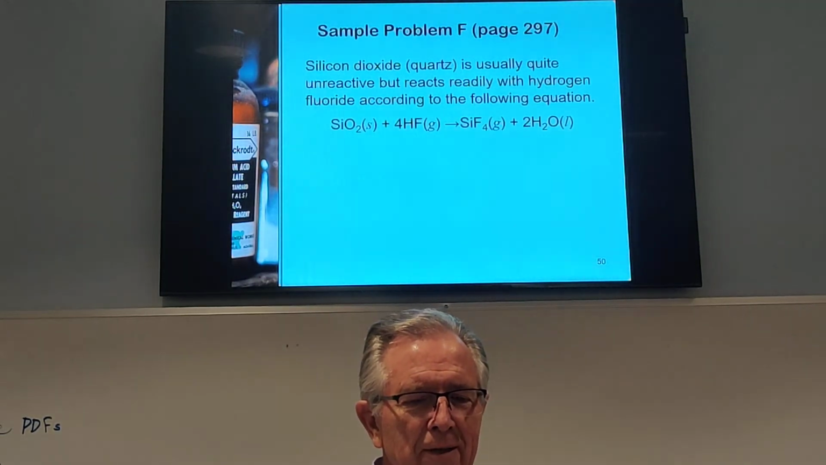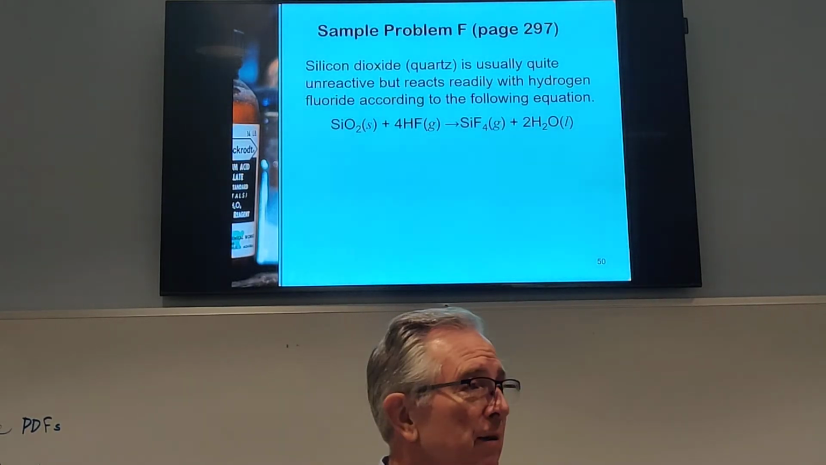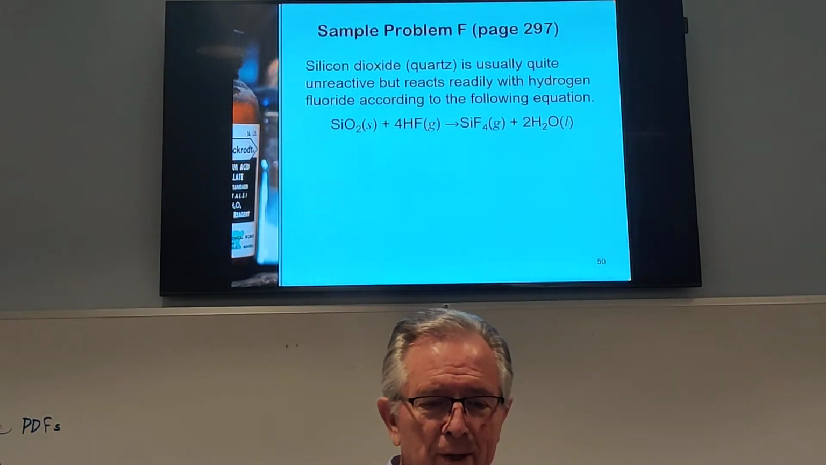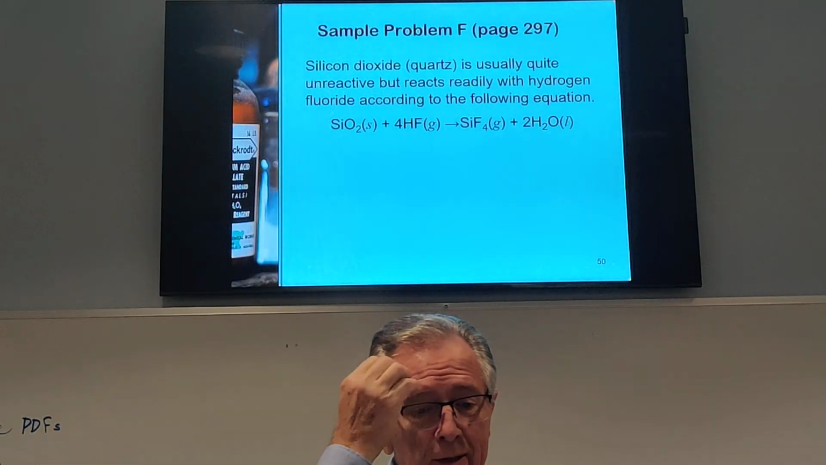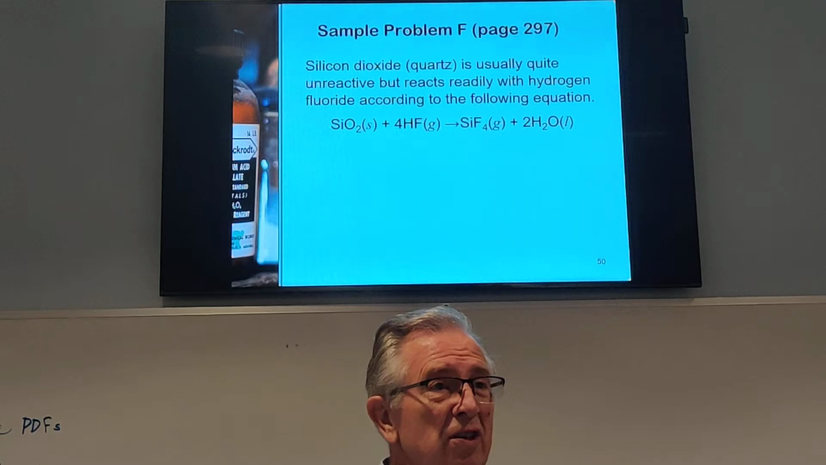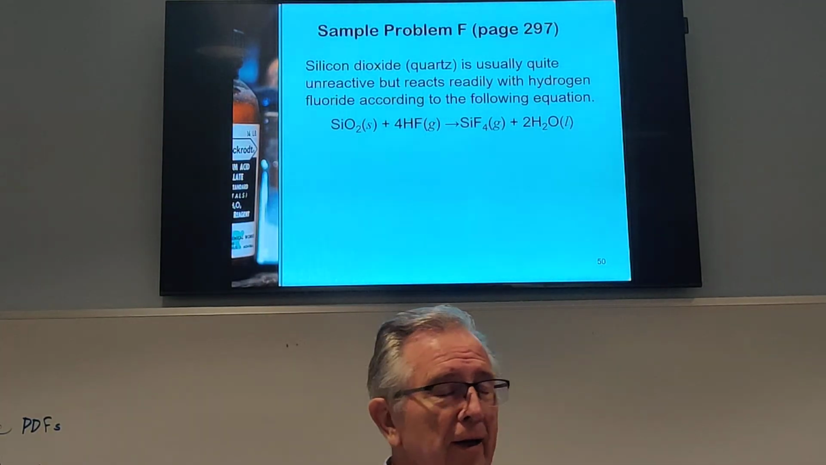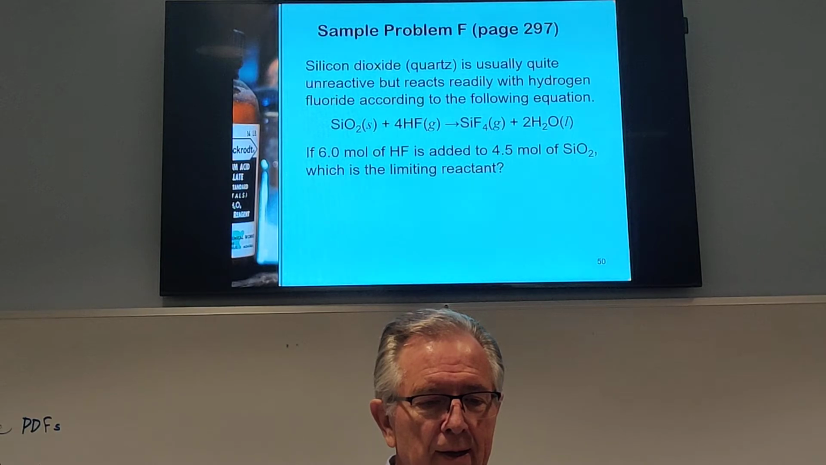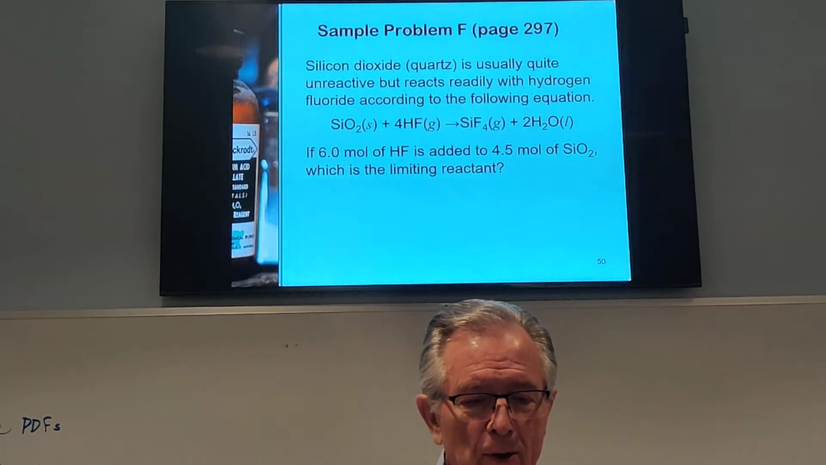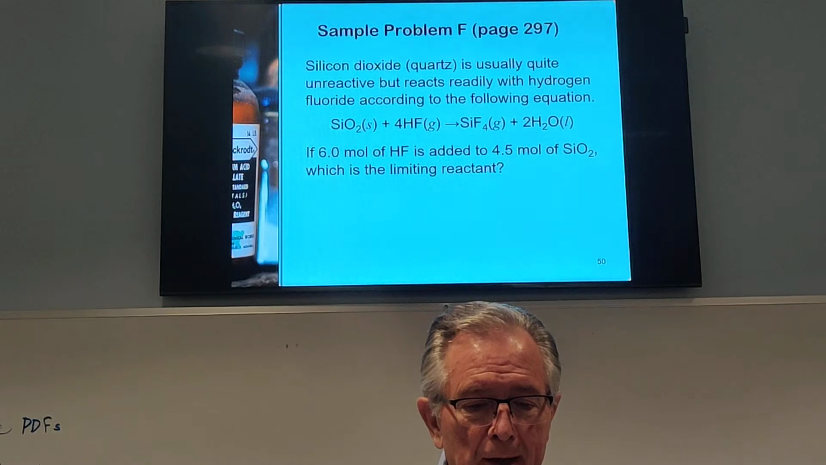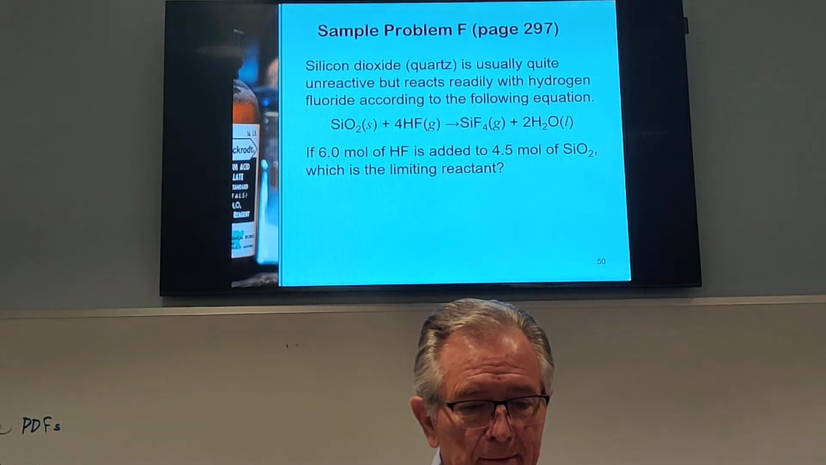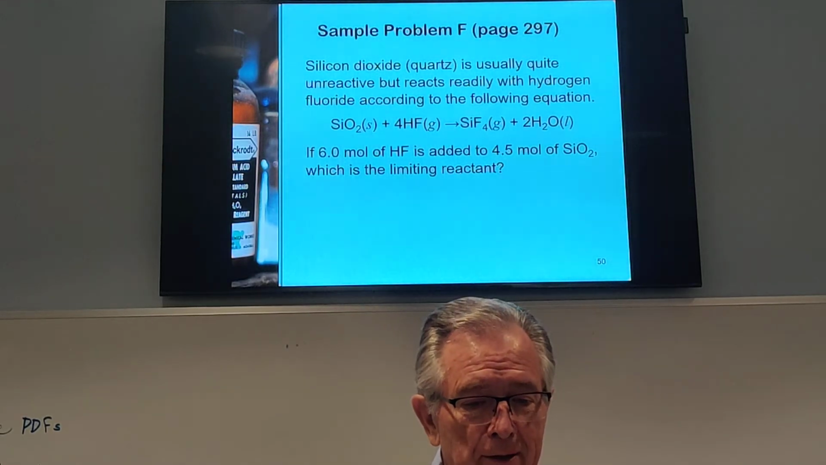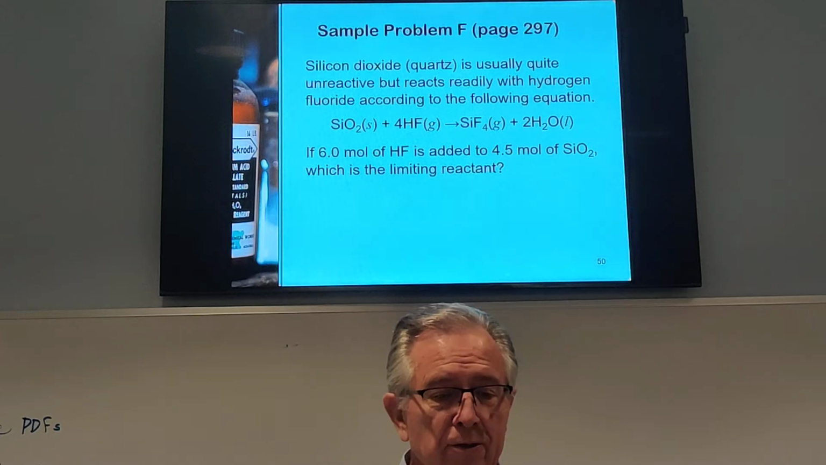Okay, so that's why it reacts. So here we have silicon dioxide reacting with hydrogen fluoride. They gave us a balanced equation nicely, so we don't have to focus on that yet. And in the process, the silicon is going to combine with the fluorine, so I'm going to get silicon fluoride, which is actually a gas that gives off, and then it gives off water. So let's say I start out with 6 moles of HF and 4.5 moles of SiO2, silicon dioxide. Which one is the limiting reagent? Which one's the limiting one?